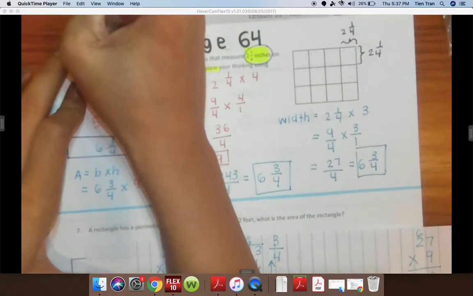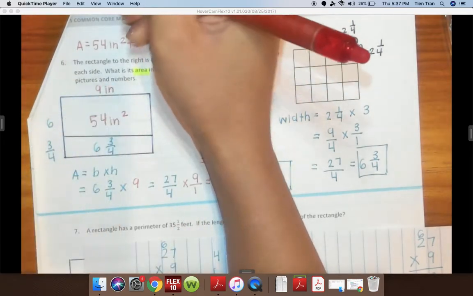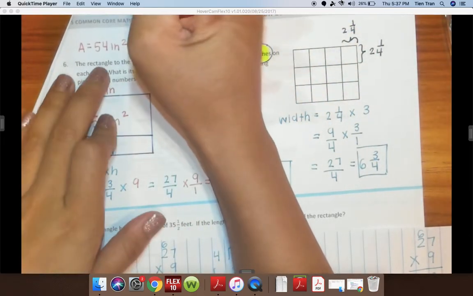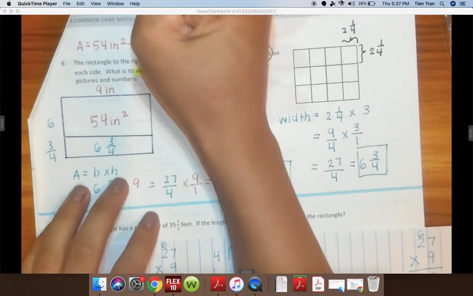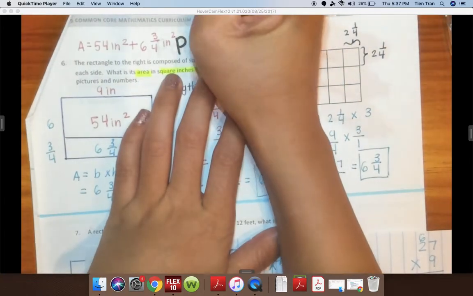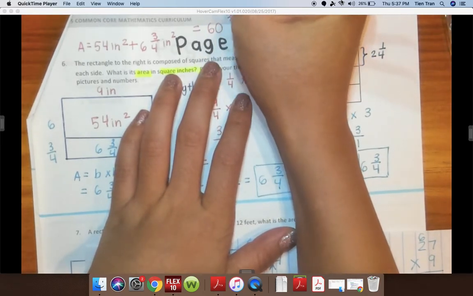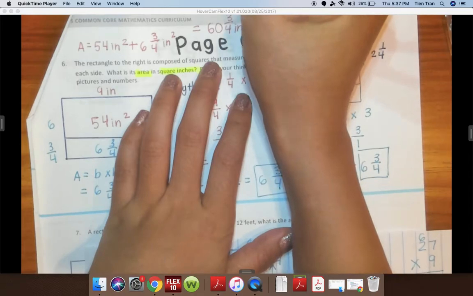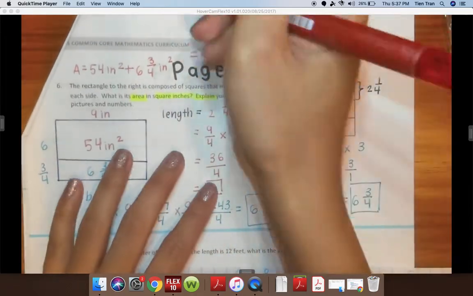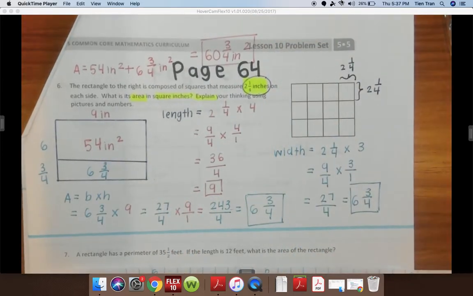Area is equal to 54 inches squared plus 6 and 3/4 inches squared. Okay, so my final answer, when I add that all together, I'm going to get 60 and 3/4 inches squared. That is my final answer. That's a very long equation problem.